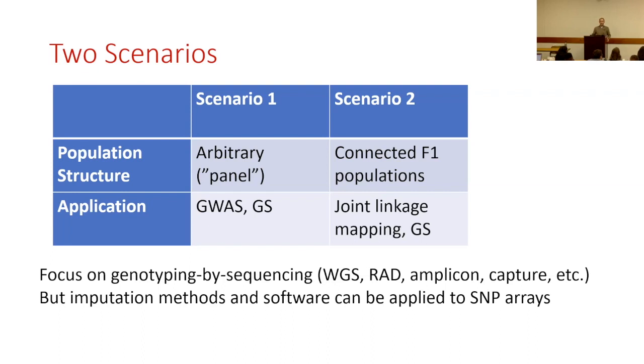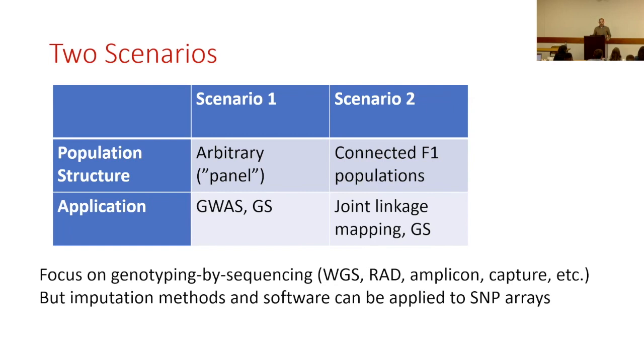Scenario two is very much in line with what we've been hearing about already today, where you have a known population mating design, and you can use the same methods that are used to do the linkage mapping to also impute missing data. So if you're in a situation like scenario two, figure out how to do that in the context of the software that's already available to you. What I'm going to talk about today is scenario one.